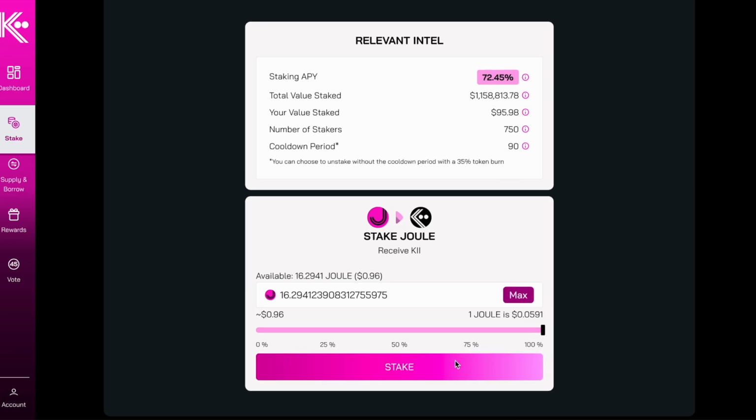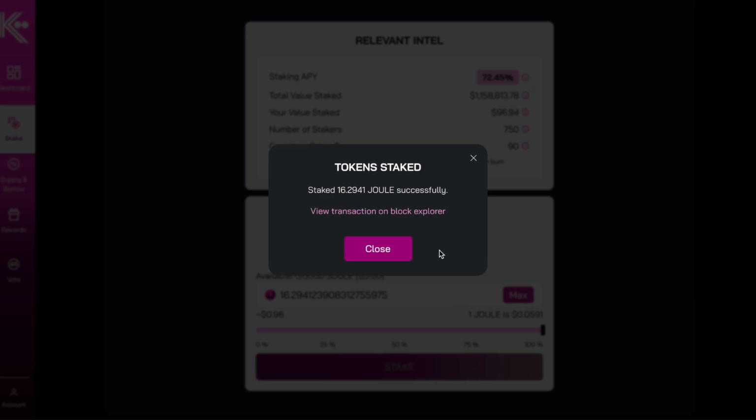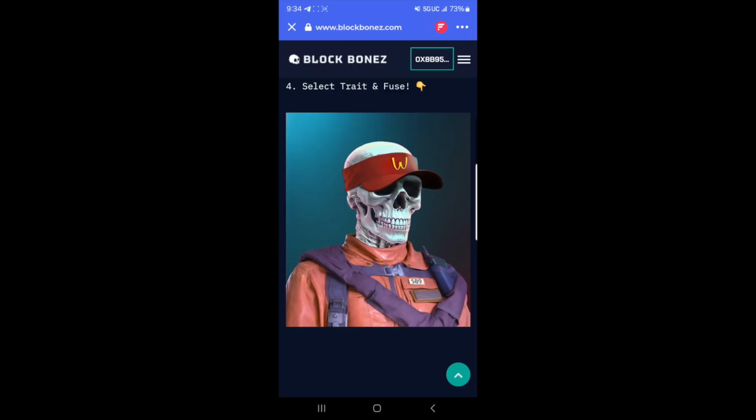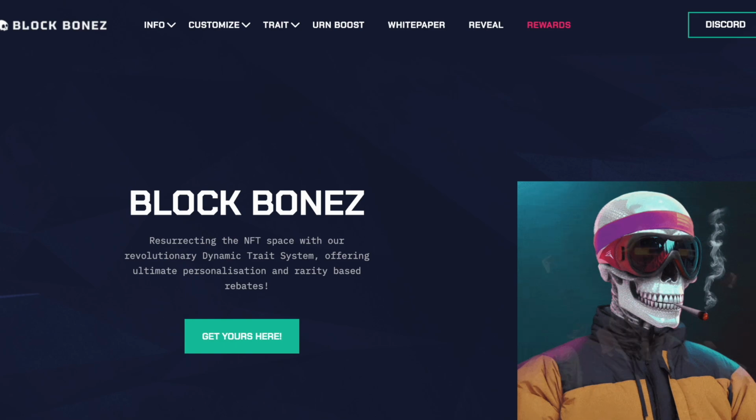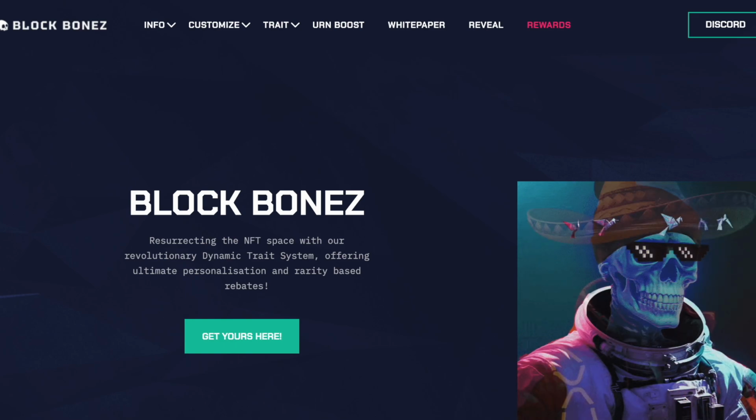Now, I had some Flare left over, and I wanted to go take a look at what the Blockbones were doing. Blockbones is an NFT project on Flare, but it provides some DeFi aspects to it, being that if you own their NFT, you get paid in their token Bones, BNZ. They're gonna have rarity-based rewards coming out. Currently, the rewards are pretty equal amongst the different NFTs, but soon it will be rarity-based.